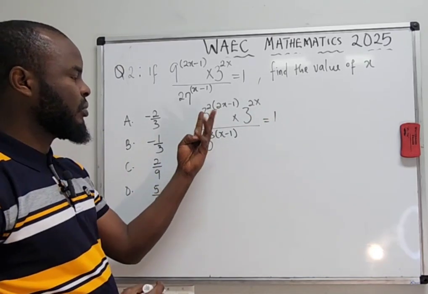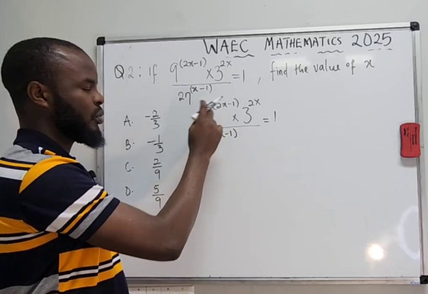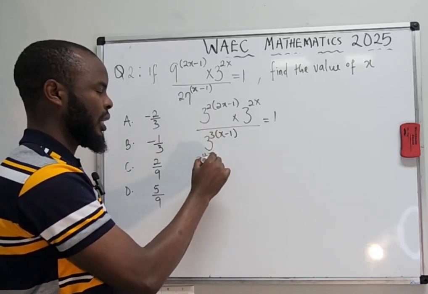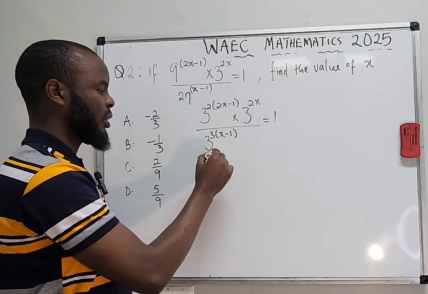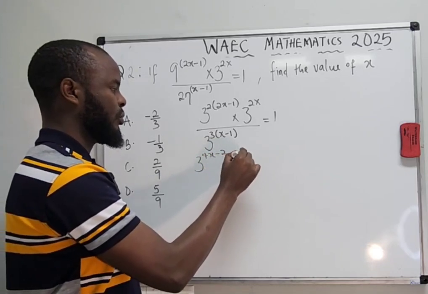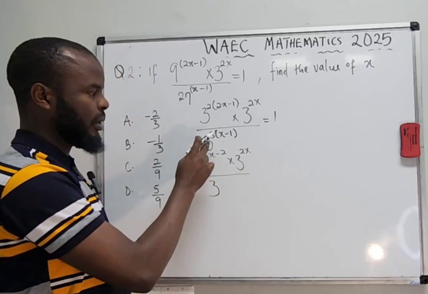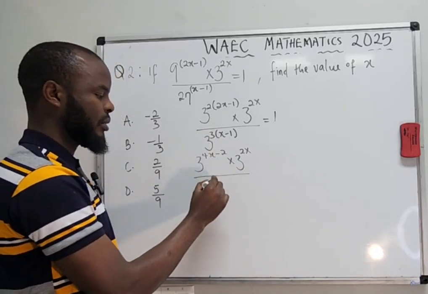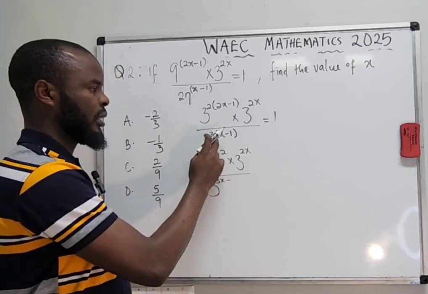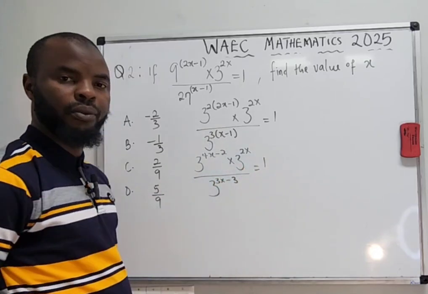Now, simplifying the numerator, here we have 3 to the power of 2 times 2x is going to be 4x. 2 times negative 1 is going to be negative 2, times 3 to the power of 2x, all over 3 to the power of 3 times x is going to be 3x. 3 times negative 1 is going to be negative 3 equals to 1.